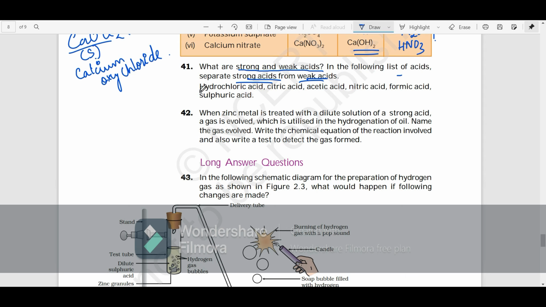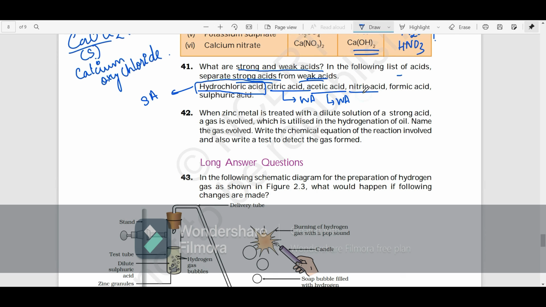Okay, HCl is a very strong acid. If you pour it on your hand, you'll get burns, right? So it's a strong acid. Let me write it as Sa. Citric acid is a weak acid because you'll find it in citrus fruits. It's not very strong, so it's a weak acid. Acetic acid is weak. Again, you will use it in vinegar. It's weak.